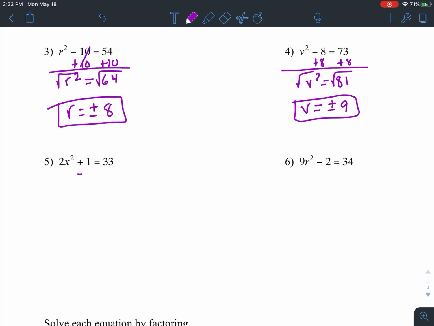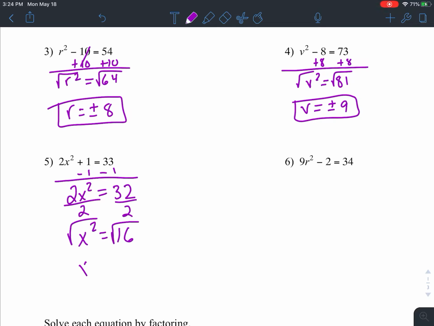So the first thing we need to do is subtract 1 from both sides. So I now have 2x squared equals 32. Got to get the x squared by itself, so I got to divide by 2 now. So I'm going to have x squared equals 16, and then the last step is to undo the x squared by doing square root to both sides. So I'm going to get x equals plus or minus 4. And there's your answer.